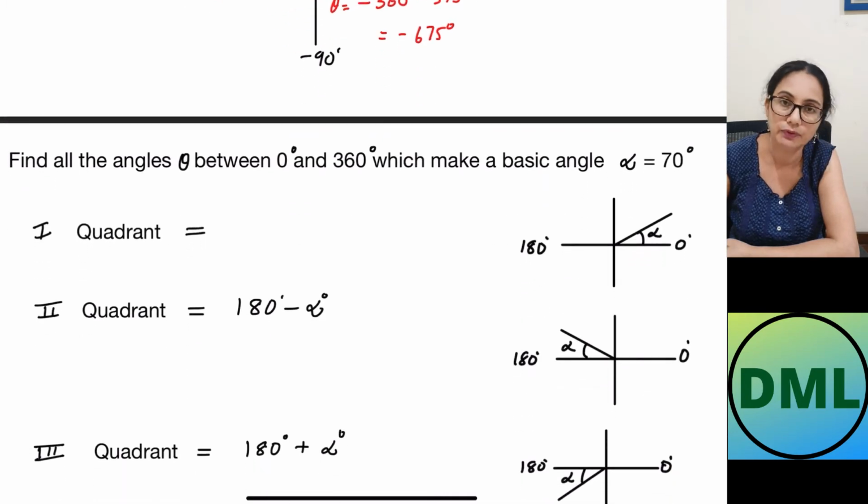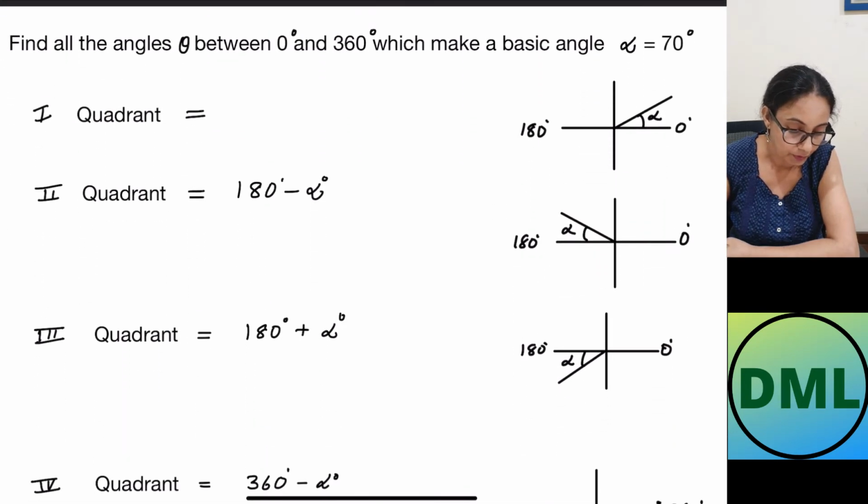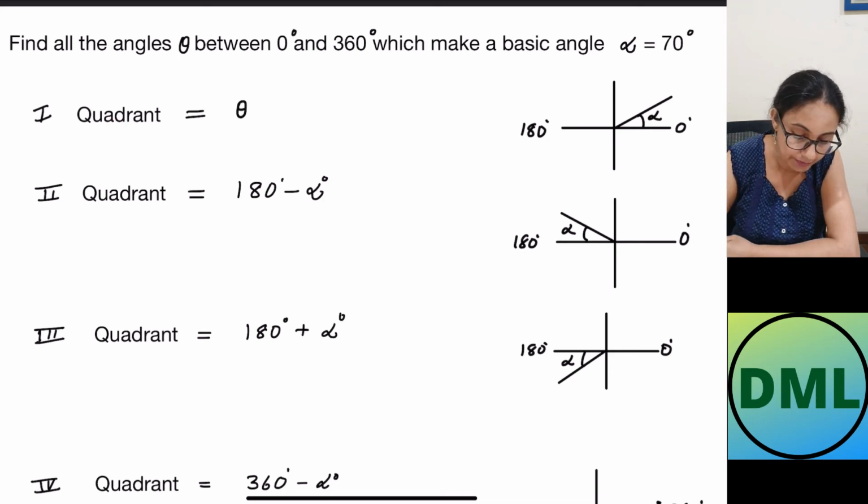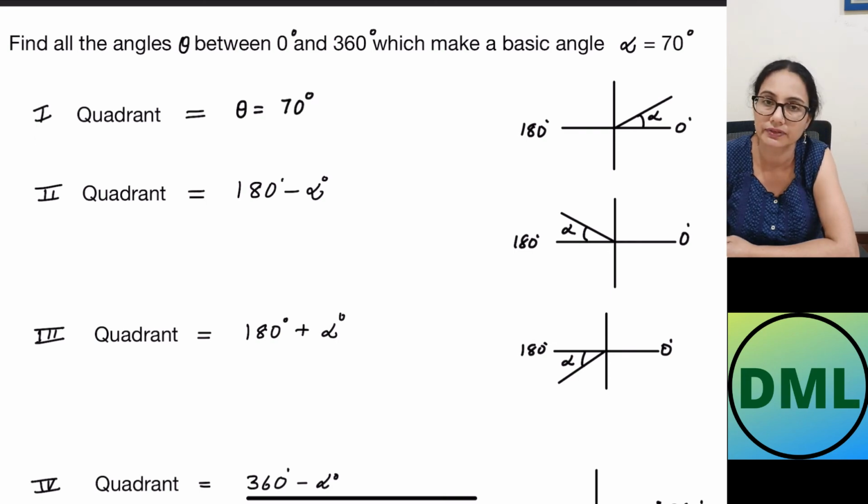Now let's see a few examples here. Find all the angles theta between 0 and 360 degrees which make a basic angle alpha of 70 degrees. Now we are given that the basic angle alpha is 70 degrees. So the basic angle alpha lies in the first quadrant, as you can see here. Now this angle theta, in the first quadrant, is 70 degrees. That will be my answer in the first quadrant.